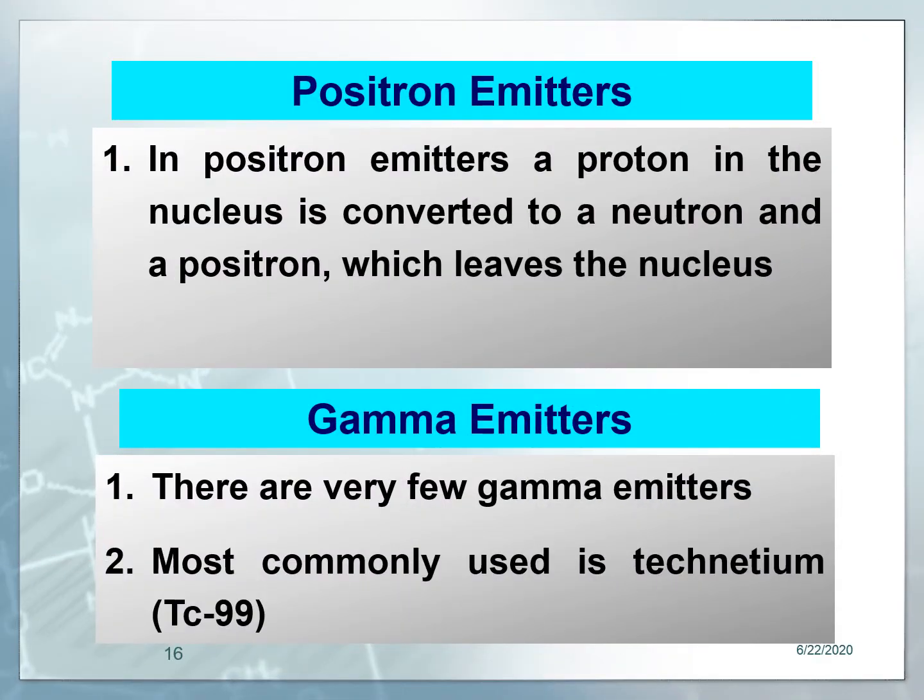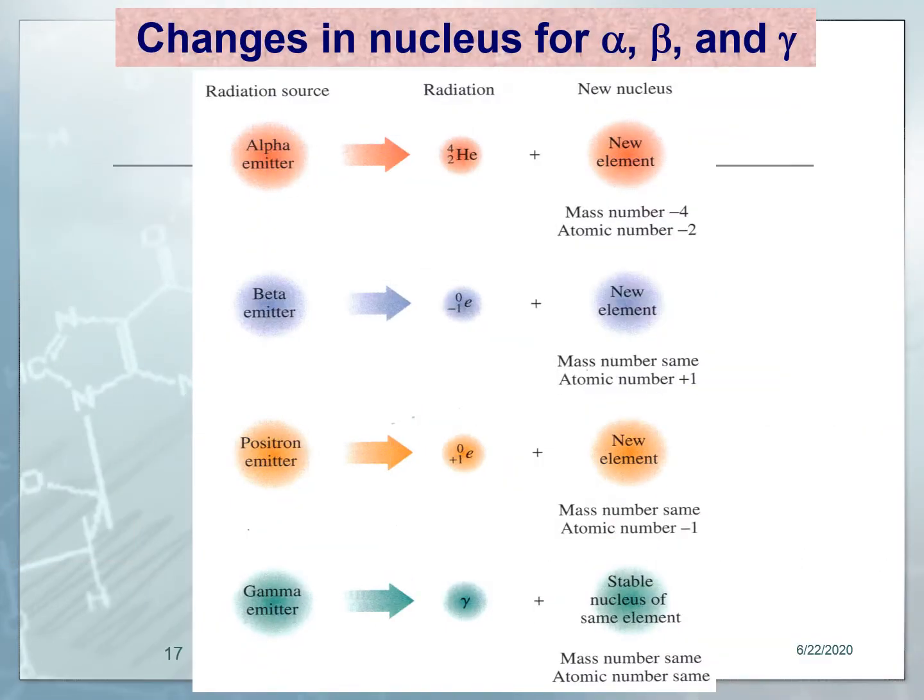Next, the other two emitters are positron and gamma emitters. In a positron emitter, a proton in the nucleus is converted to a neutron and a positron, which leaves the nucleus. While gamma emitters are very few, gamma radiation accompanies most alpha and beta radiation. In radiology, one of the most commonly used gamma emitters is technetium. By emitting energy in the form of gamma rays, the nucleus becomes more stable. This figure summarizes the changes in the nucleus for alpha, beta, positron, and gamma radiation.